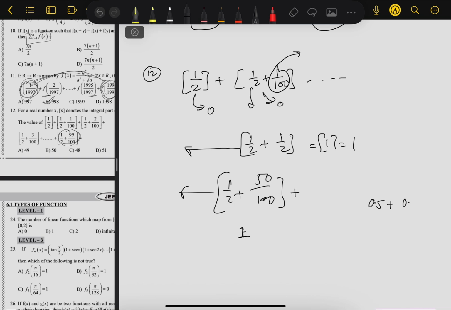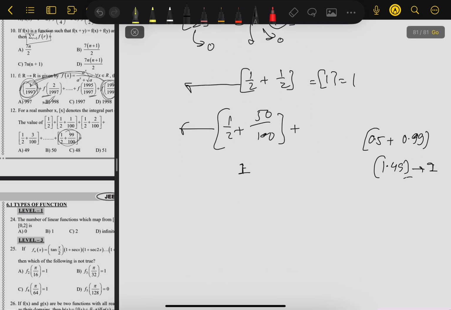So again see, this is 0.5, the last term 0.5 and 0.99. What is the sum of these two numbers? This is 1.49 something, right? So again box of this one will be equal to 1. So from 50 to 99 each term will give 1. So like 1 plus 1 plus 1 up to 50 times, so we'll get the answer as 50. So B option is correct.